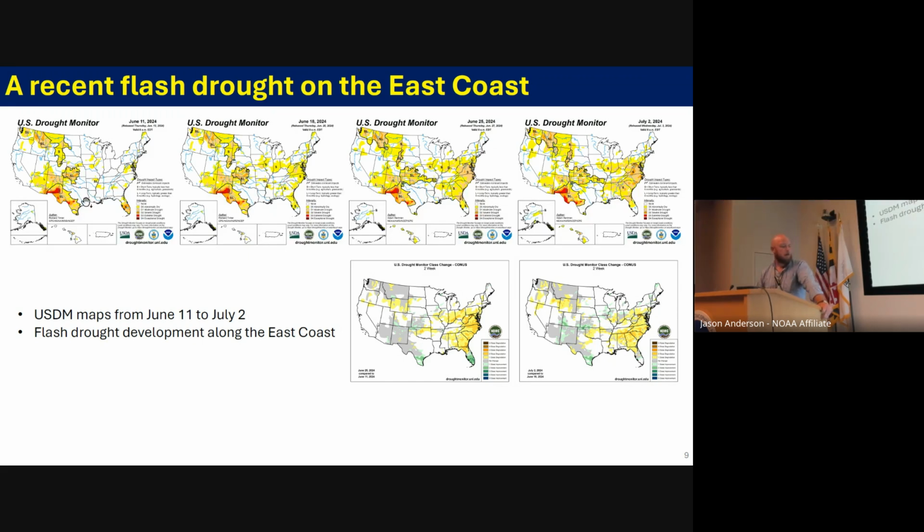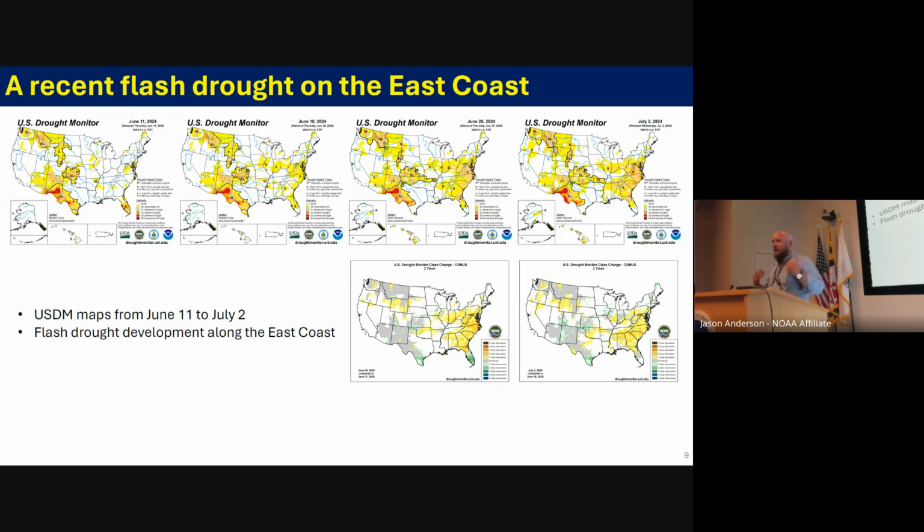So this is the USDM from June 11th, 18th, June 25th, and July 2nd on the top, and then on the bottom, we have the 2-week change. So this map would be June 25th minus June 11th, and this would be July 2nd minus June 18th. What you can see in these maps is a lot of drought development occurring along the East Coast, particularly up through Maryland, Virginia, North Carolina. And you can see that there's a rapid development of flash drought that occurred during that period.